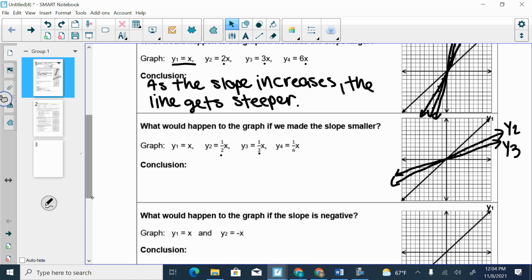There's our y3, and then lastly, this one says we have a slope of 1/6, so that means when we plot the points, we're going up and over how much? 1/6, good.